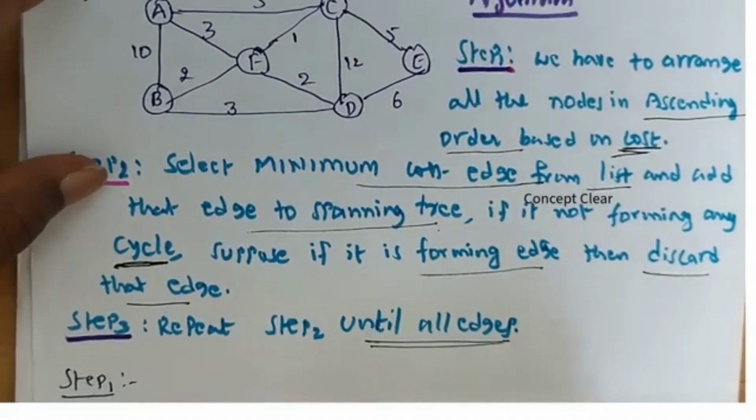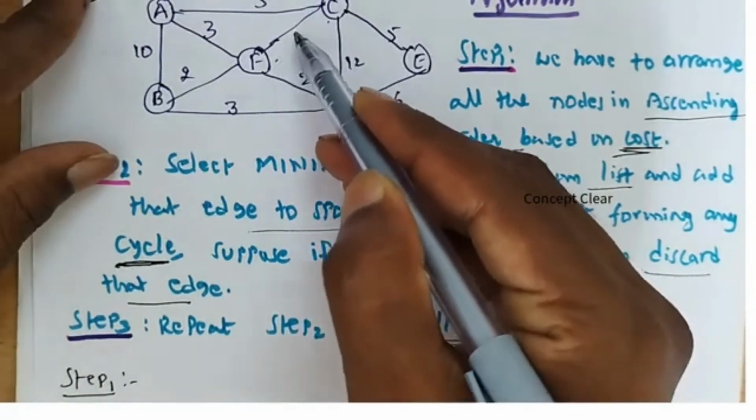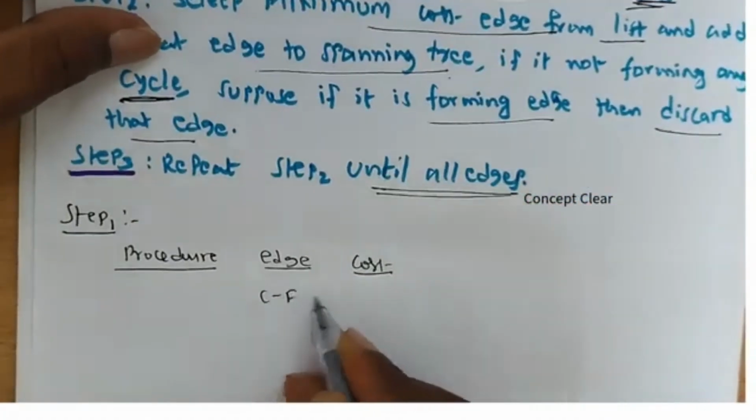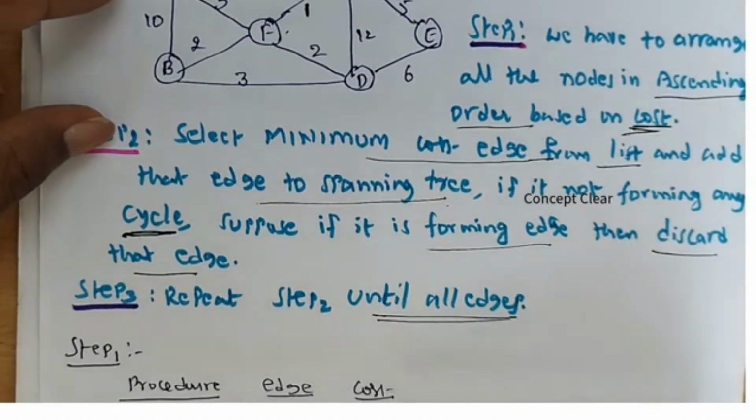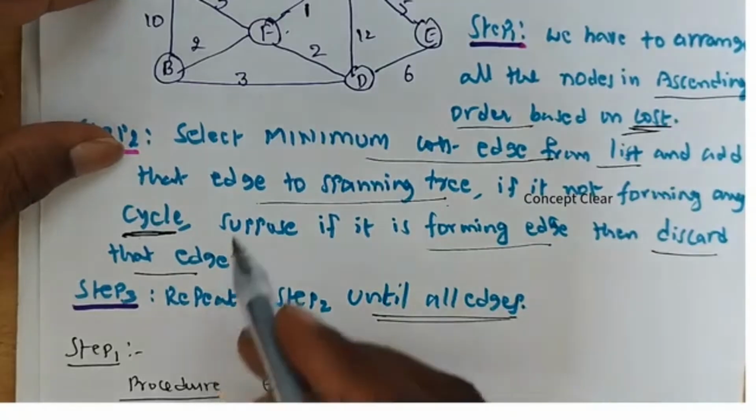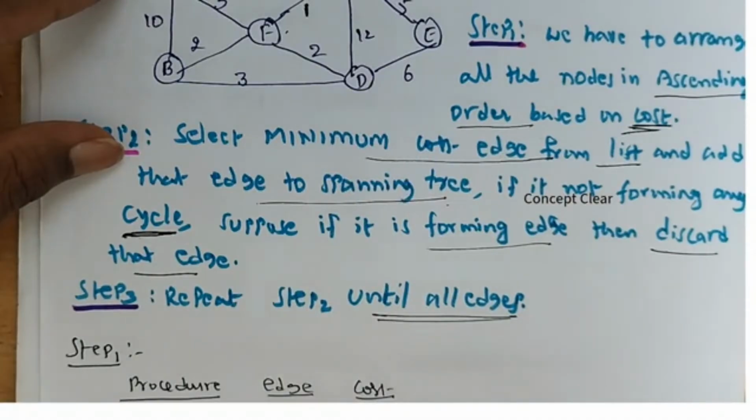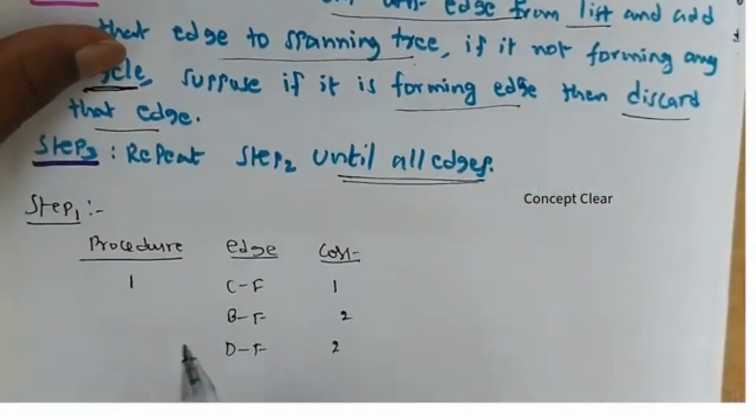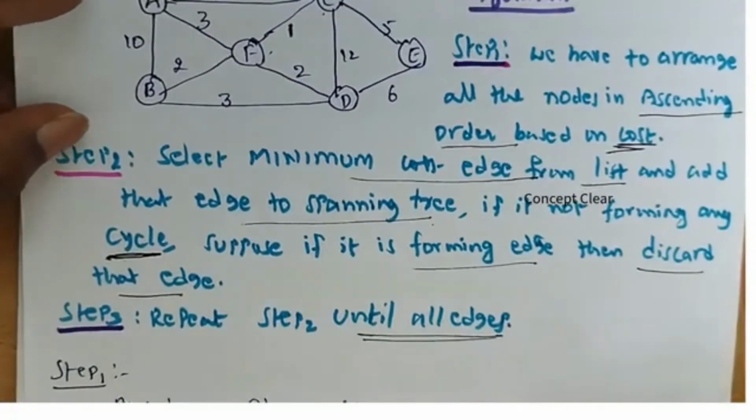According to the graph, first, what is the minimum cost here? C to F. What is the cost here? 1. So the first one is C to F is 1. And what is the second one? B to F is 2 and as well as D to F is 2. This is the second and third one. This is the cost.